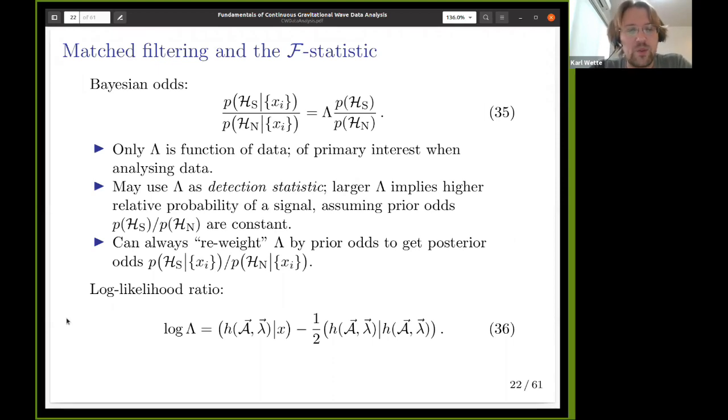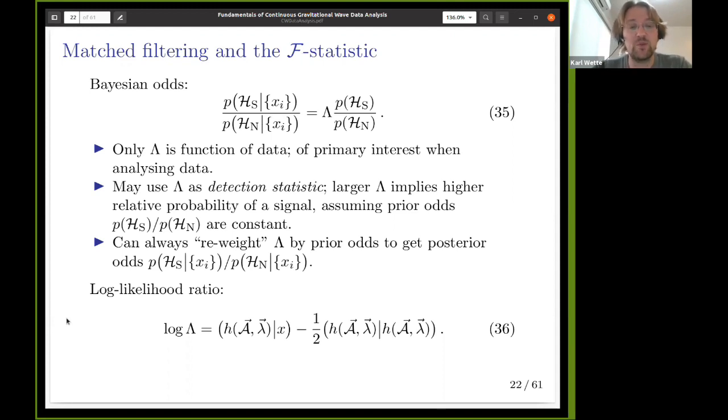Now at this point we could go further and define a Bayesian odds ratio, which is the probabilities of the actual hypotheses given the data. But all that really does is take our likelihood ratio and rescale it by some prior probabilities of how likely we think the signal hypothesis is relative to the noise hypothesis. But in terms of doing actual data analysis, it's only this likelihood ratio lambda, which is a function of the data, that we would practically want to compute.